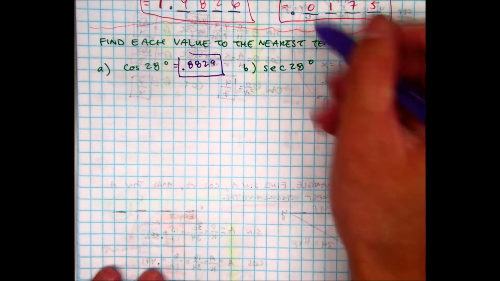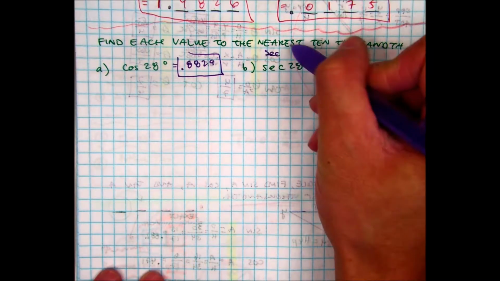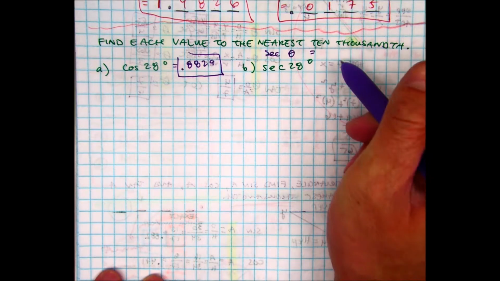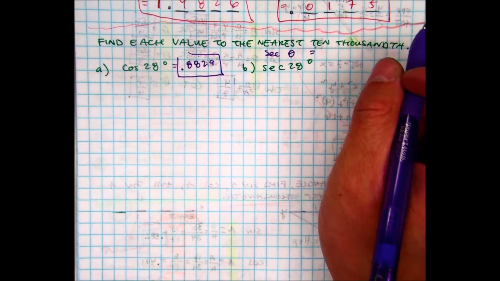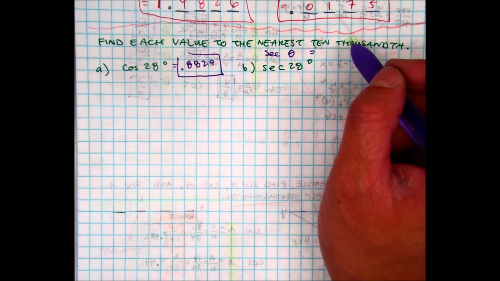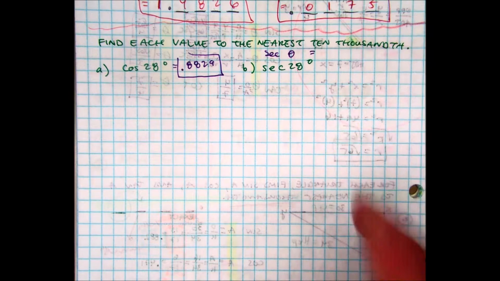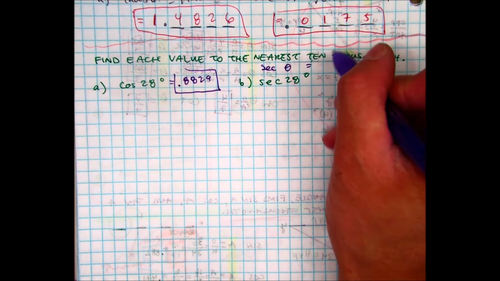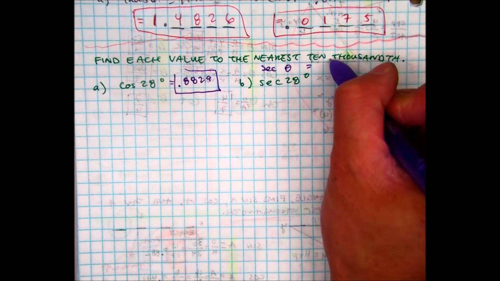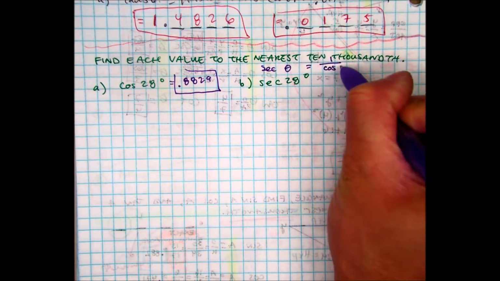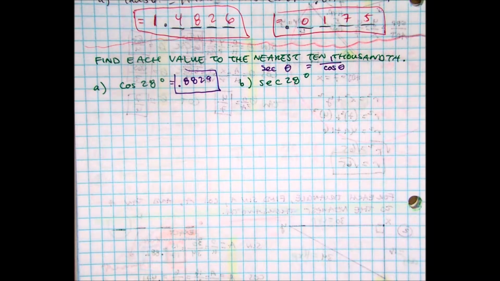Johnson, what is the reciprocal identity of secant? He says cosine. Thumbs up, thumbs down. Johnson, take a look again. Look at your notes. Secant, reciprocal identity. Secant is 1 over cosine. Raise your hand if you got that.